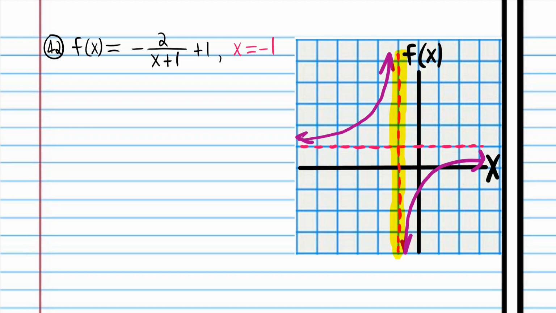There's no tangent line. There's no line that's tangent to the graph of the function because there is no graph at x equals -1. It's an infinite discontinuity. So try number 42.